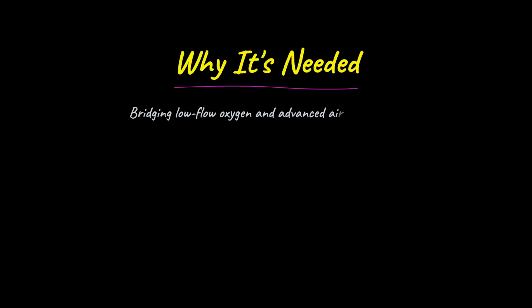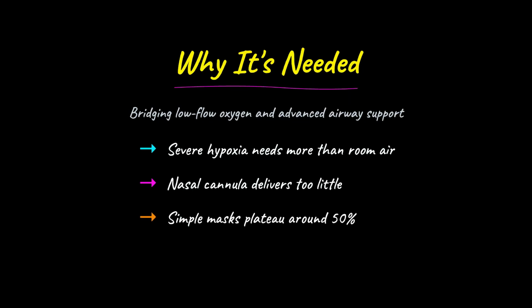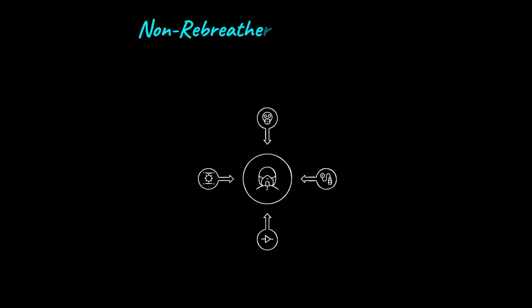The device exists because severe hypoxia demands more oxygen than a cannula or basic mask can supply. Simple masks plateau around 50%, but a properly set up non-rebreather can approach 90%, bridging the gap before more advanced airway support is needed.